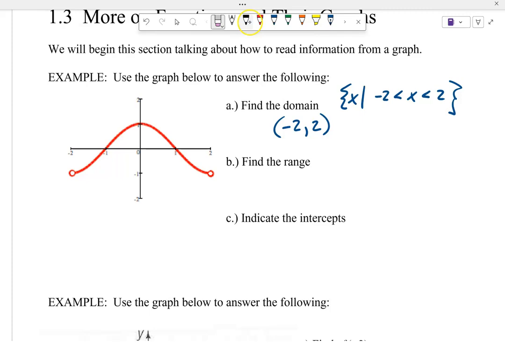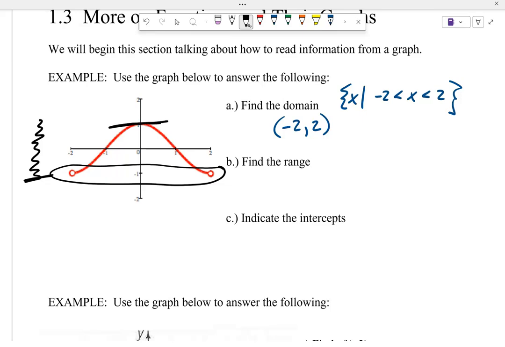So the range, I'm looking vertically. I'm like, hey, what's my lowest y value here? It looks like it's -1. Both spots there hit it, but we don't include it, right? It's open. So I'm not including -1, but it's hitting all these y values in red up until its highest y value there, which is 1. It looks like it does hit that y value of 1.